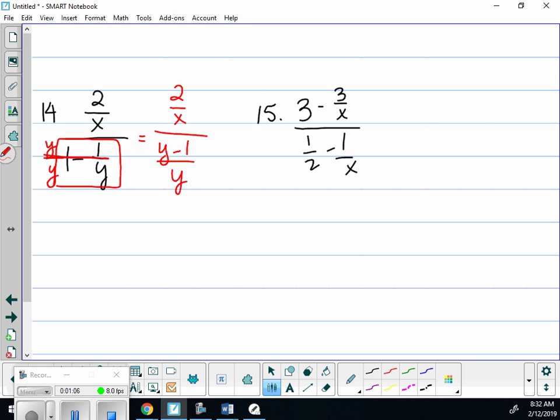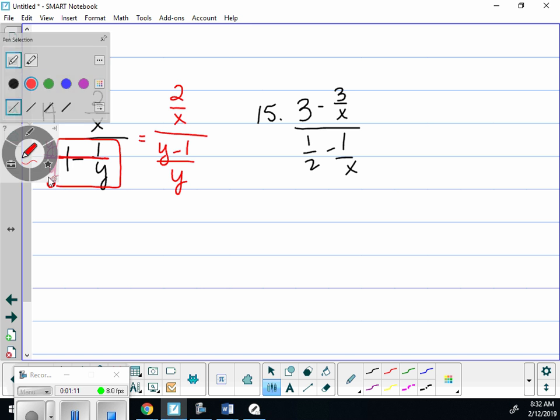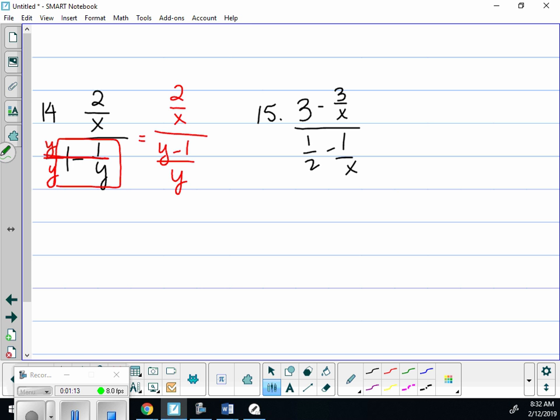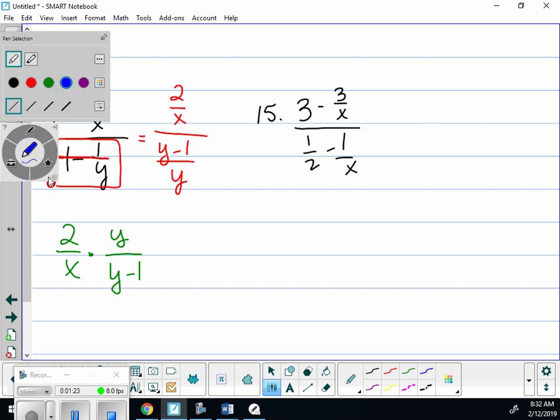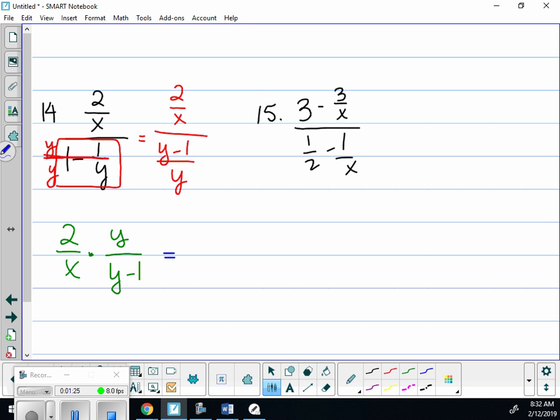So fraction on top, fraction on the bottom. Then we can flip the fraction that's on the bottom and multiply. Multiply across, look if you can cross reduce, which we can't. Multiply across the top, we get 2 times y. Multiply across the bottom, we get x times y minus 1.